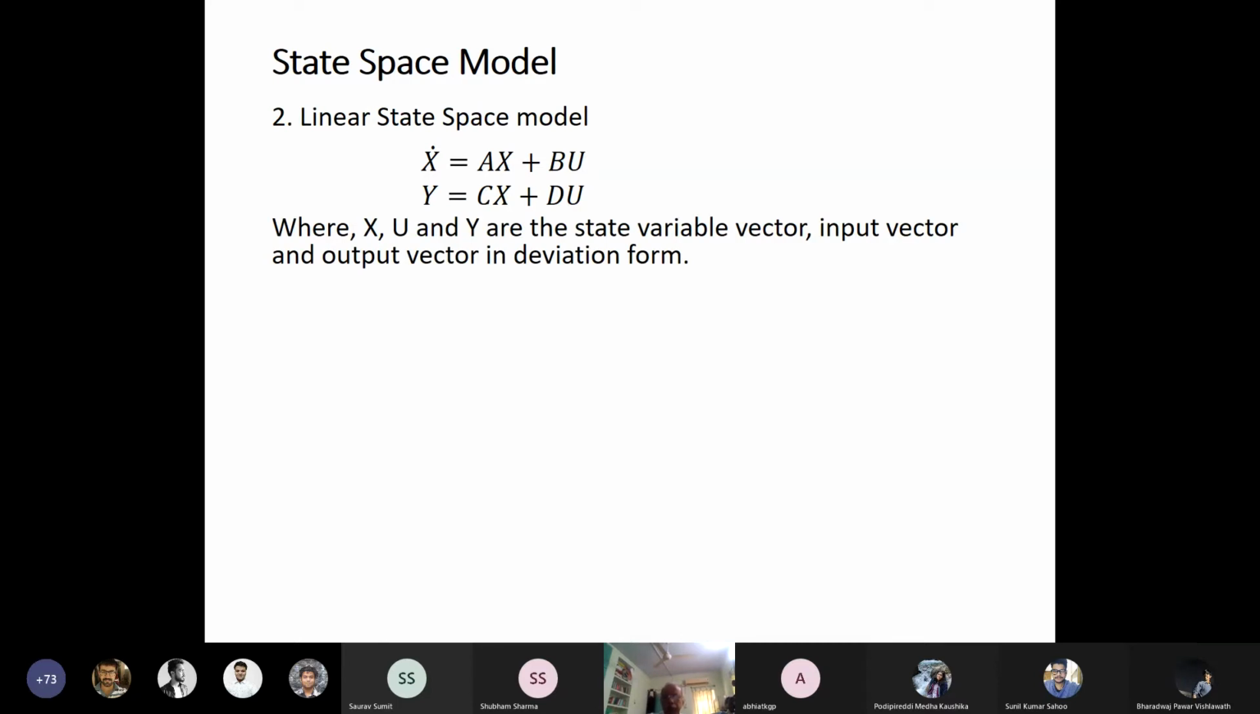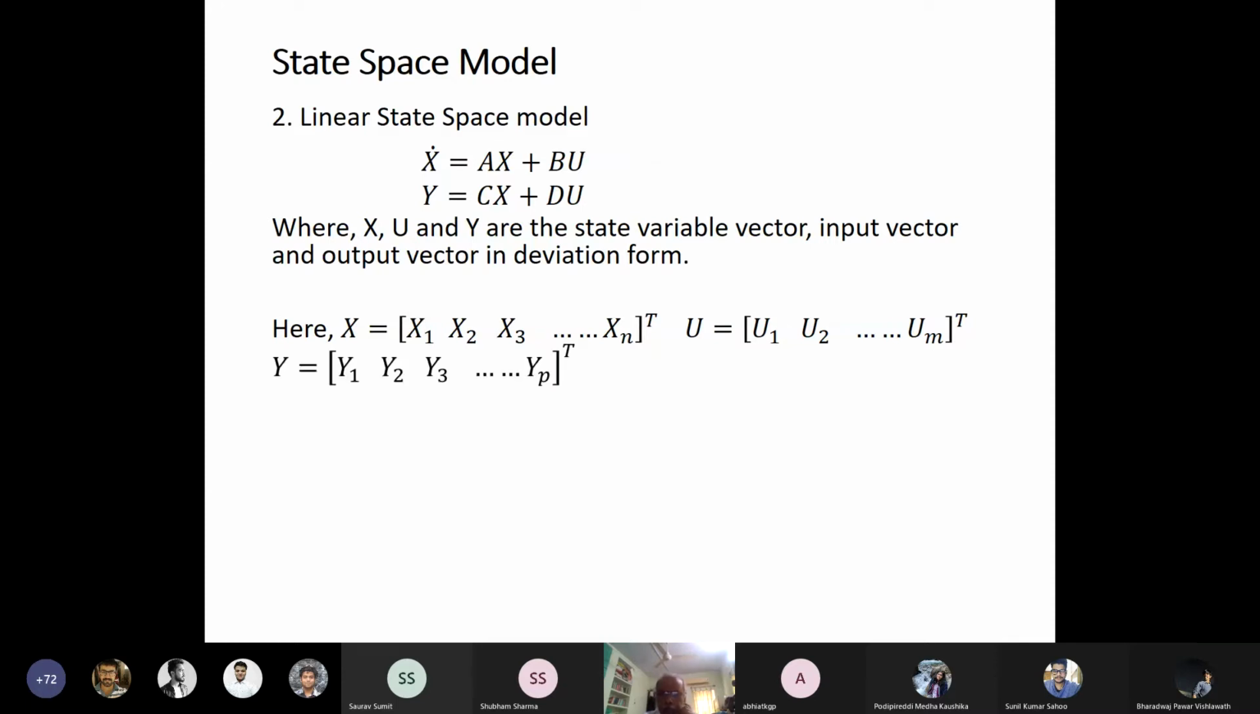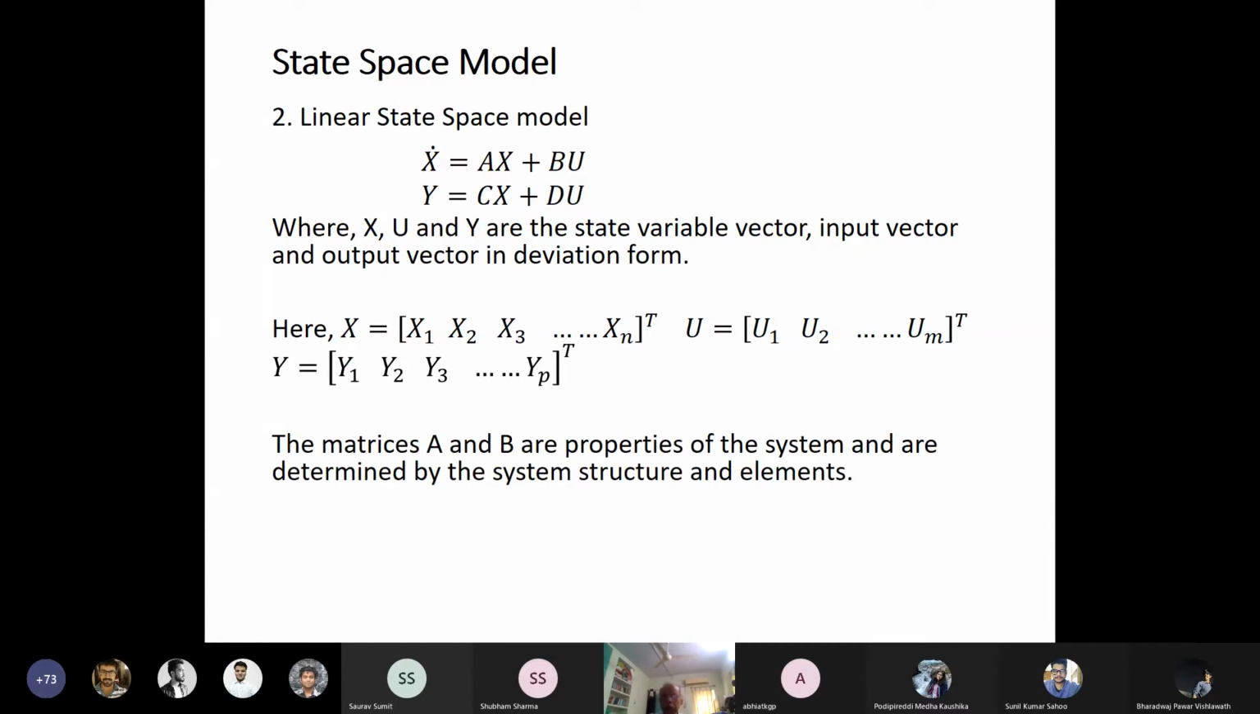So where x, u, and y are the state variable vector, input vector, and output vector in deviation form. And similarly, if n state variables are there, then you will have x1 to xn, m number of u, and p number of output variables are there. So here basically the A and B matrices are the properties of the system and are normally determined by the system structure and elements.